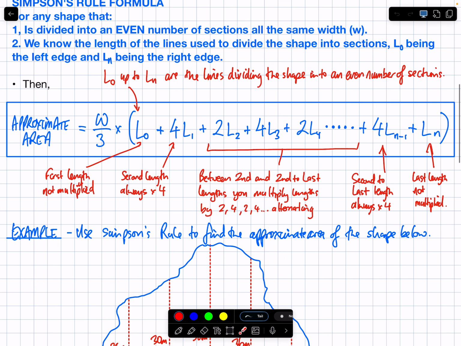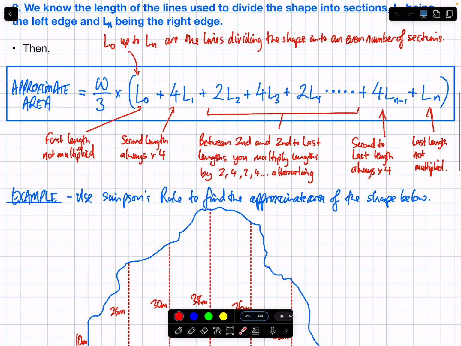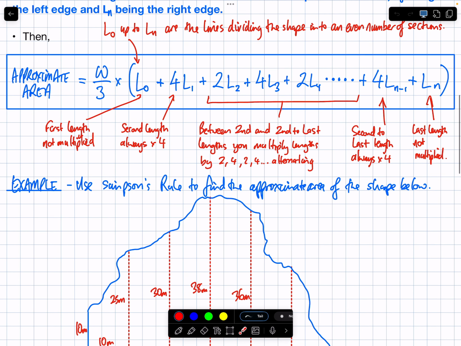Okay? That's a crazy formula, so I suggest that you have an example of it as well when you do your cheat sheet. But I'll show you on this example here. You don't even need that red. That red is just for me to help explain. L0 is the left edge. The second length is always timesed by 4. You have an alternating times by 2 times by 4 in the middle. If your shape was divided into an even number of pieces, second to last is always timesed by 4. And then the last one is not timesed by anything.